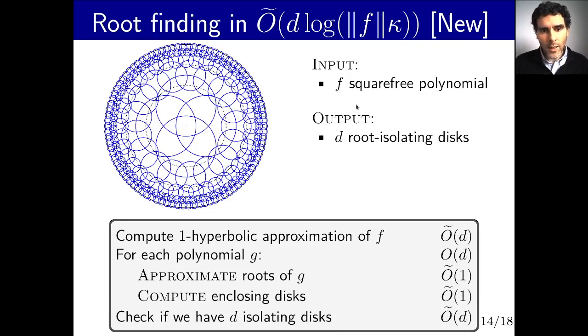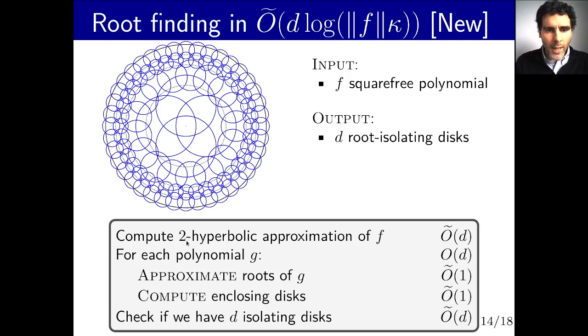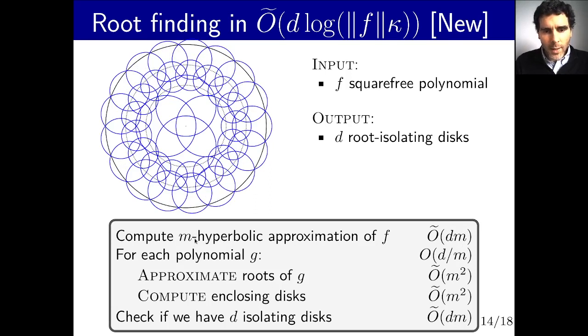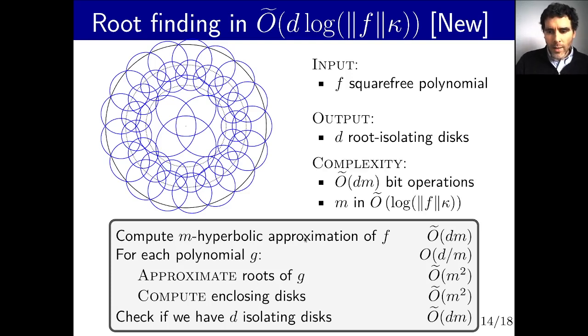For root finding, well, we do the same. We start with a hyperbolic approximation. Here, we don't have m given as input, because here what we want is to find isolating disks. So what we do is that we start with m equal 1, and we solve each polynomial on each disk. And we compute the enclosing disks, and finally we check if all the disks are pairwise distinct. If not, we start again with a higher d, we double it, higher m, we double it, so 2, and so on, until we find an m such that all the disks are pairwise distinct. Finally, the complexity will be d times m bit operations.